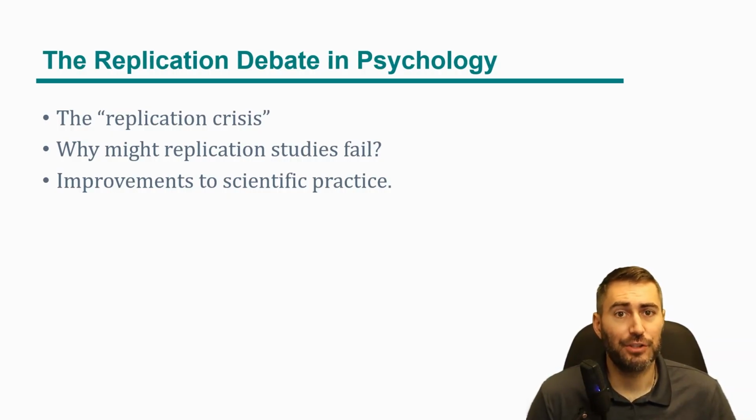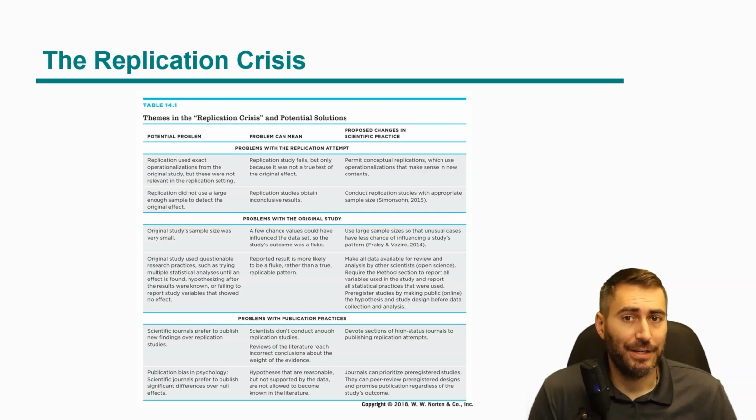First, the replication crisis, or that many replication studies do not find similar results as the original works. Second, why these replication studies might fail. And third, ways to improve the practice to result in replicable studies. So let's first talk about the replication crisis.